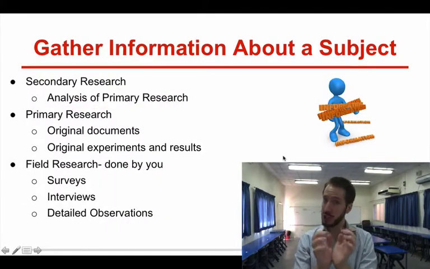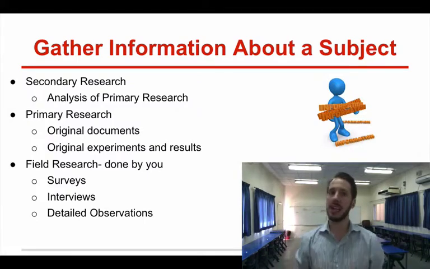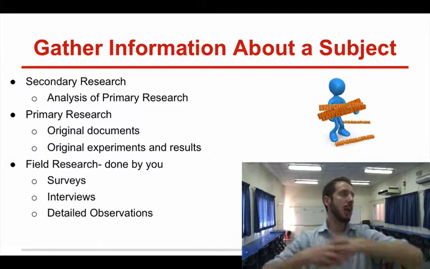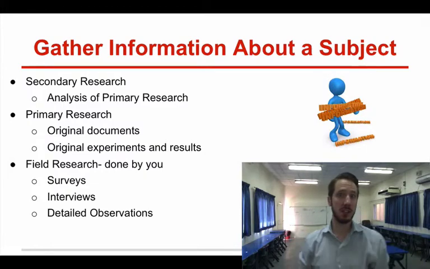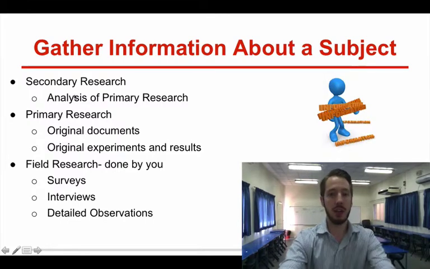Never get so rigid that you can't change your research if you're not getting the best sources for it. Now, how do you get these sources? What different kinds of sources and research can you do? Well, the first is secondary research.